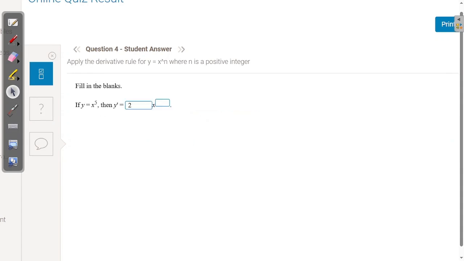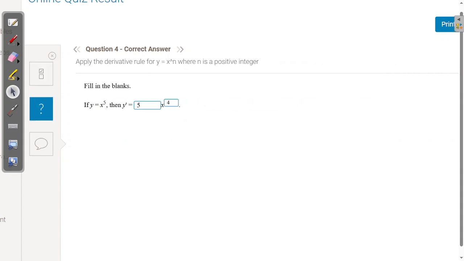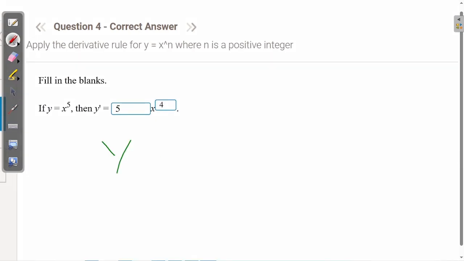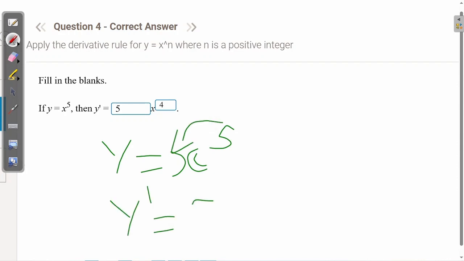If y equals x⁵, then y prime is what? Now here's just simple differentiation. So you bring the power down, 5, and then you minus the top by 1, so 5x⁴.